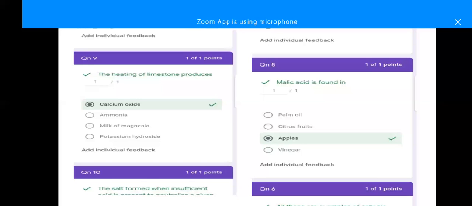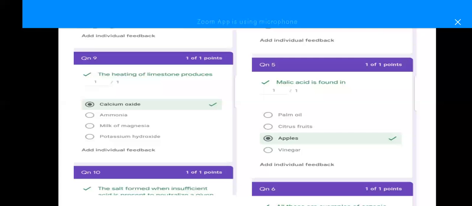Then number two, malic acid is found in. Then you had palm oil, citrus fruits, apple, and vinegar. But you should understand that palm oil, the acid found there is palmitic acid. Then citrus fruits, you have ascorbic acid.